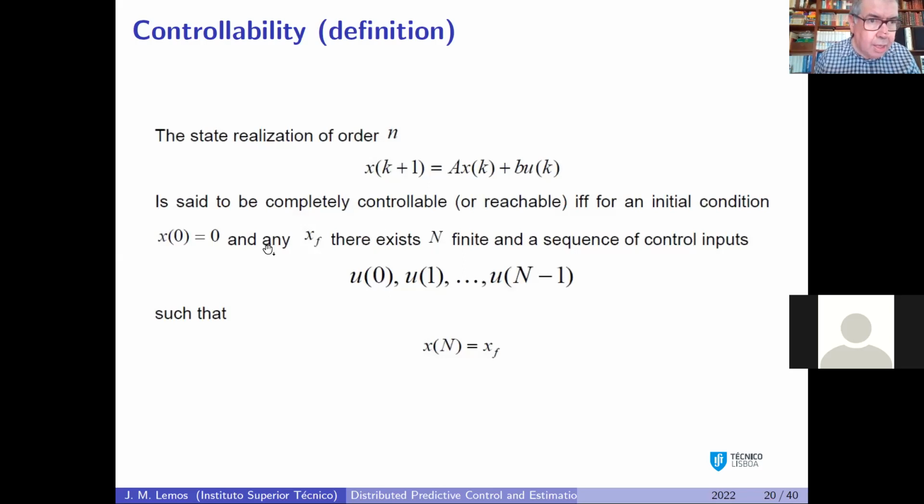So the first thing is controllability. And controllability, the definition is this one. Suppose that I have a state realization or a state model of a linear system: x(k+1) = A x(k) + B u(k).